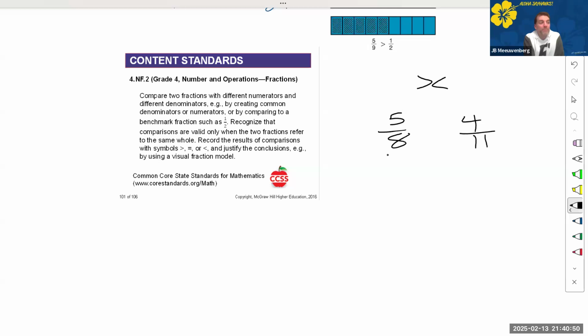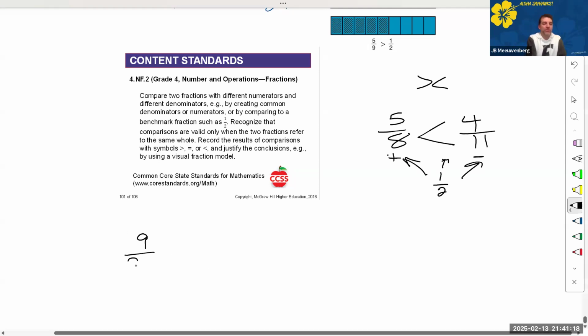5/8 is bigger than 1/2. 4/11 is smaller than 1/2. 5 is more than halfway to 8. 4 is less than halfway to 11, which means this has to be smaller than this. So if we always think about 1/2 existing somewhere in the middle, right? How does 1/2 compare to both of these numbers individually? Go ahead and try this one.